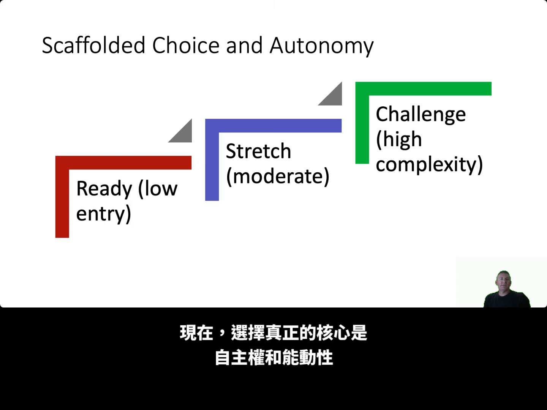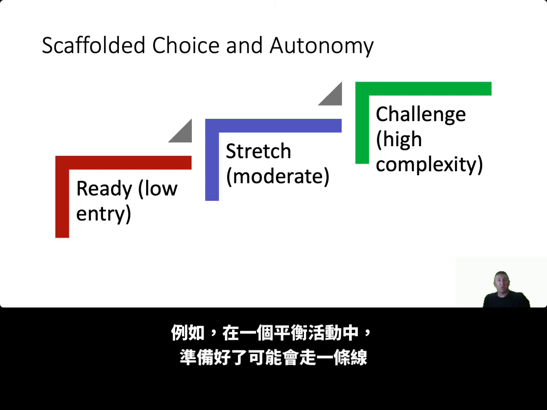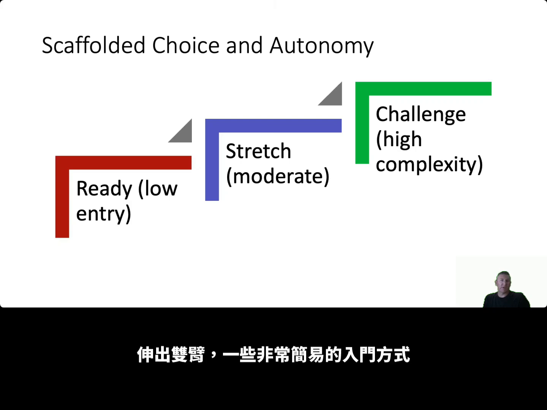Now, choice here is at the heart of things like autonomy and agency, and it's a powerful, powerful social emotional learning strategy. One way to scaffold choice is with tiered options. For example, in a balance activity, ready might be walking a line with arms out, something that's very low entry.